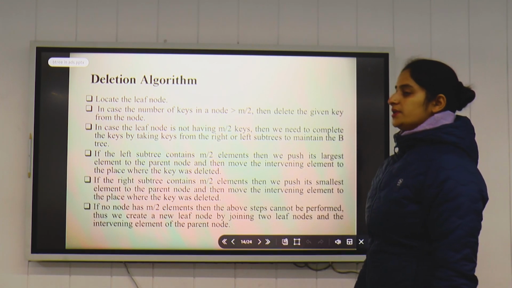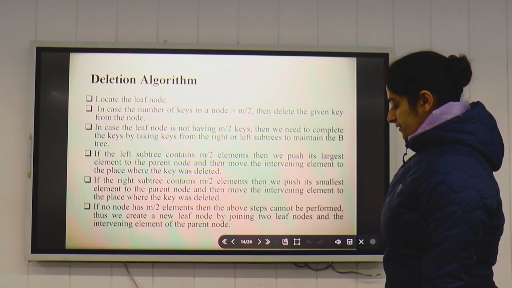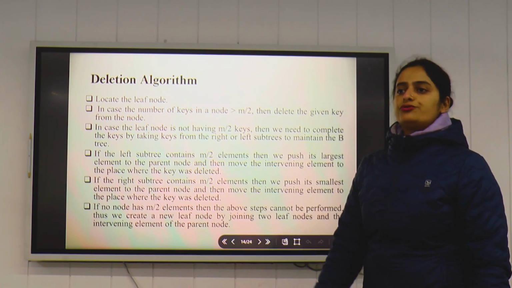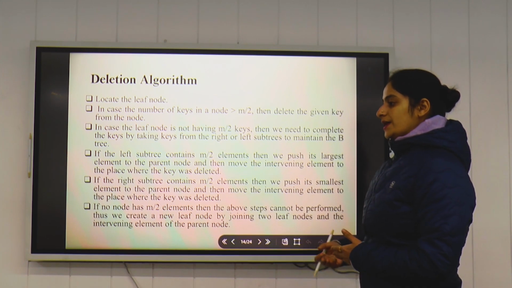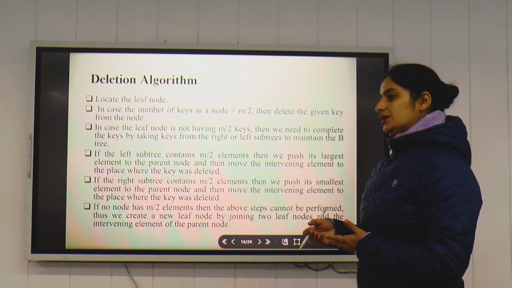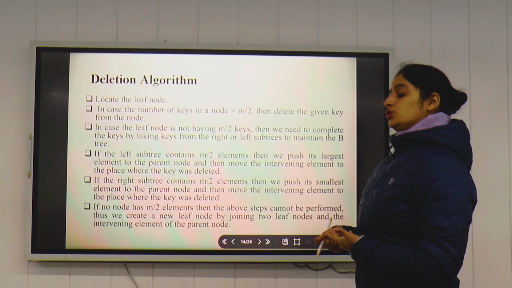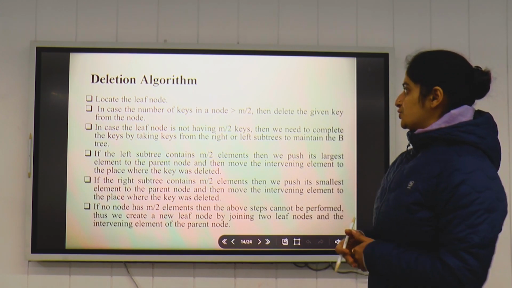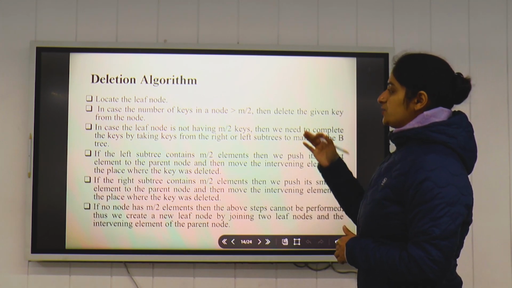Now come to the next, that is the deletion algorithm. When we discuss insertion, we also have to free the memory space, because it is not always the case that we only insert data. Sometimes we also have to opt for the strategy of deletion and utilize the memory space well. So this is how the deletion algorithm works in this B tree.